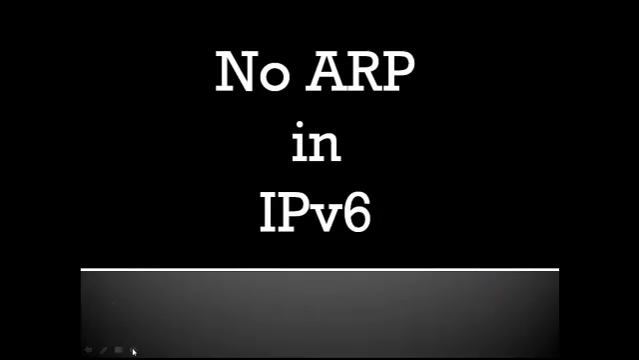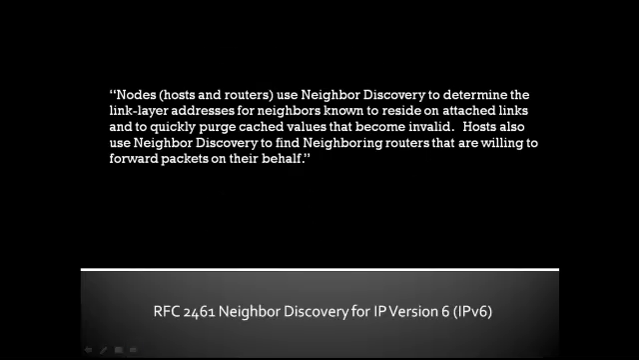ARP uses broadcast, and IPv6 doesn't support broadcast, so how are we going to find our neighbors? We are going to use the Neighbor Discovery Protocol. RFC 2461, the standards track for neighbor discovery for IP version 6, states: nodes, which are hosts and routers, use neighbor discovery to determine the link layer addresses for neighbors known to reside on attached links and to quickly purge cached values that become invalid. Hosts also use neighbor discovery to find neighboring routers that are willing to forward packets on their behalf.